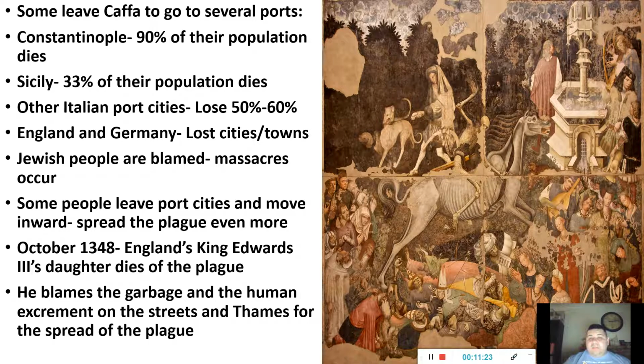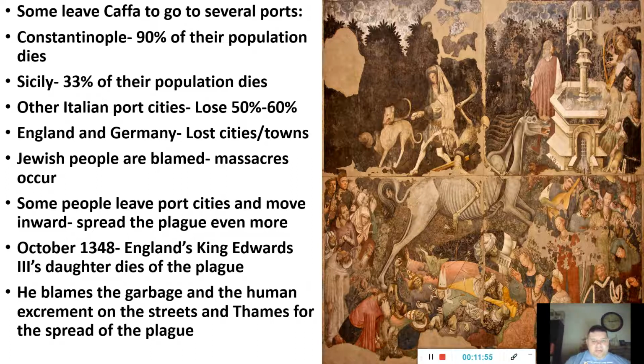Some think it was her servants, because again, they didn't always live in the castle, so sometimes they came out, they went to the store and things like that. Some think it was probably one of the servants bought some blankets or some clothing, things like that, and then the plague was on it, and the little girl got it. But either way, she got it, she died, and this was a heartbreaker for King Edward III.